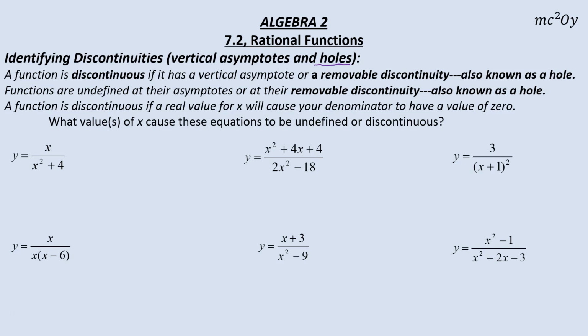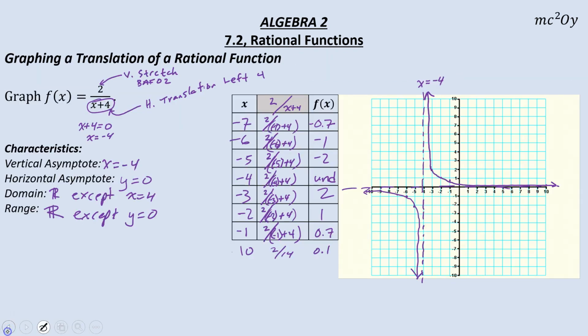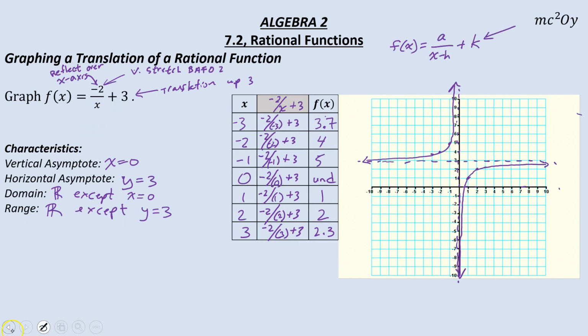A function is discontinuous, in other words, it doesn't continue. You have undefined areas if it has a vertical asymptote, or a removable discontinuity, also known as a hole. Functions are undefined at their asymptotes and/or at their removable discontinuities, which we call a hole. And a function is discontinuous if a real value of x will cause your denominator to have a value of 0. So just like we've done in all these other problems, if the denominator equals 0, we have a discontinuity. If the denominator can equal 0, we have a discontinuity.